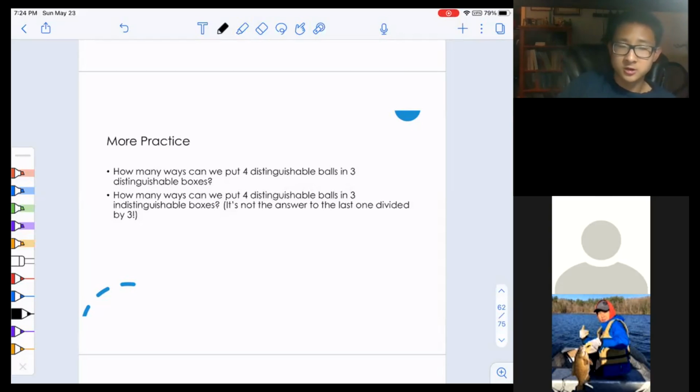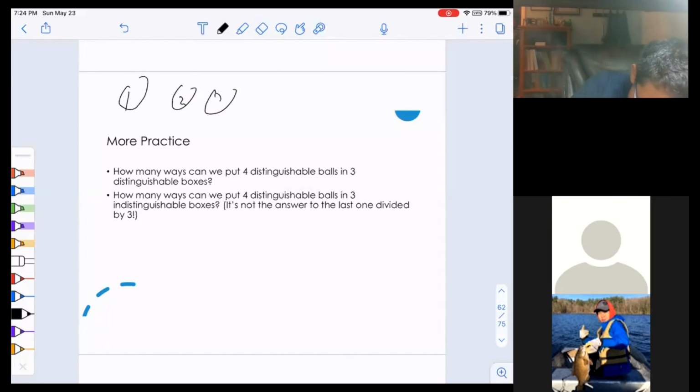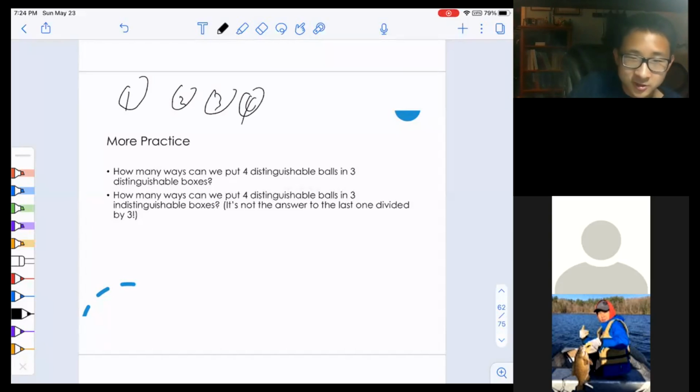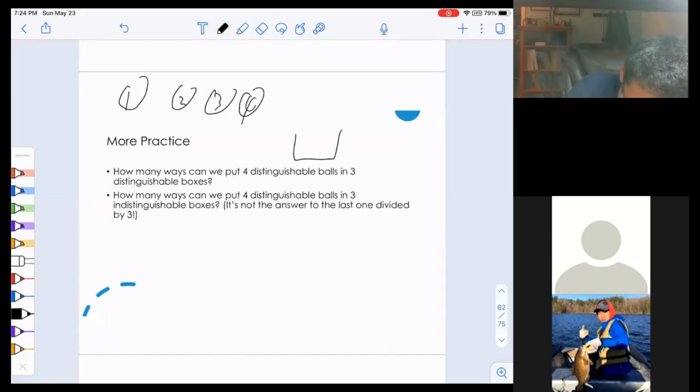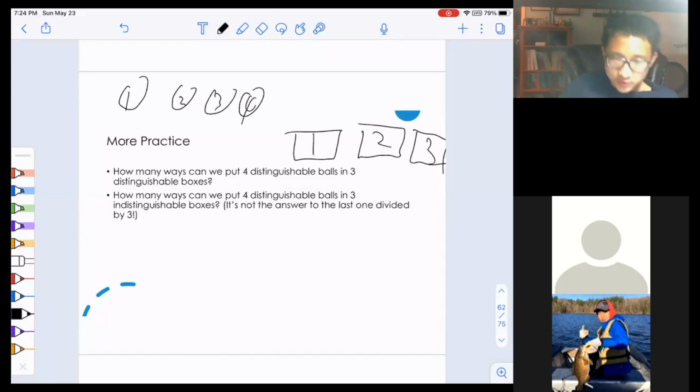So here we go. How many ways can we put 4 distinguishable balls in 3 distinguishable boxes? The first thing is we have 4 different balls that we can tell apart, 1, 2, 3, and 4. And we have 3 boxes that we can tell apart, 1, 2, 3.